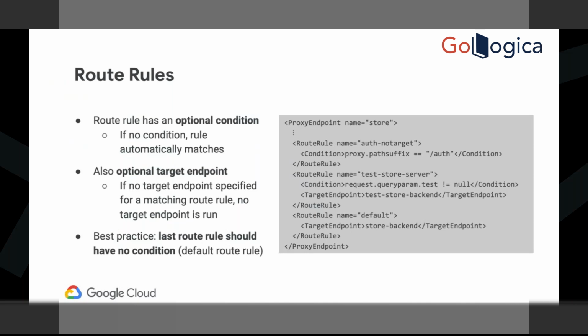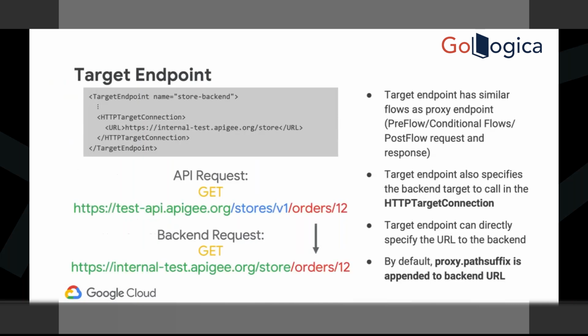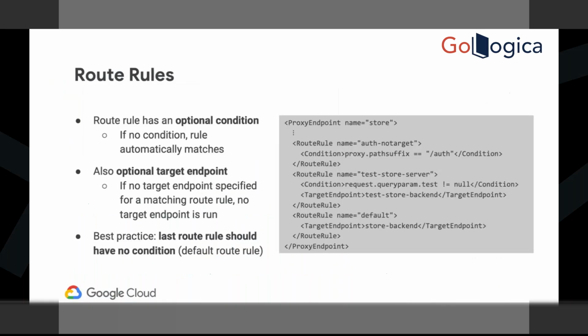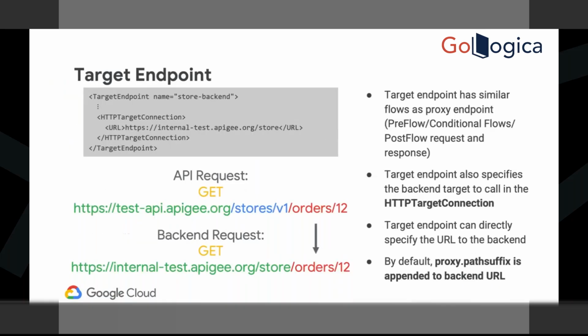Okay, so that is one thing. I hope this part is clear to you. Any doubts? Route rules good? Okay, now moving to the target endpoint section.